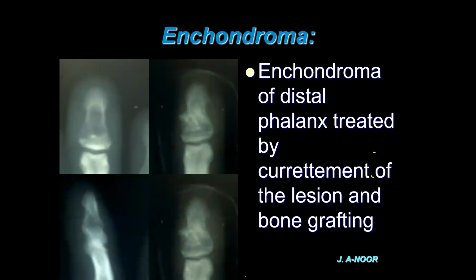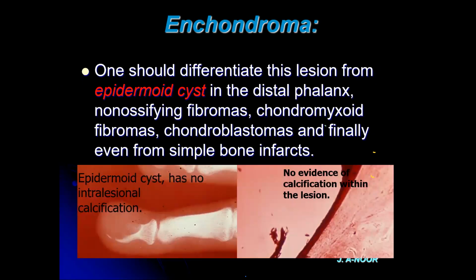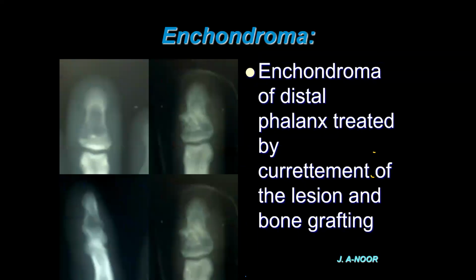This is an enchondroma of the distal phalanx treated with curettage of the lesion and bone grafting. So this enters the differential diagnosis with an epidermoid cyst, as I'll show you. This is an epidermoid cyst. So you should include this in the differential diagnosis, but it has no intralesional calcification.